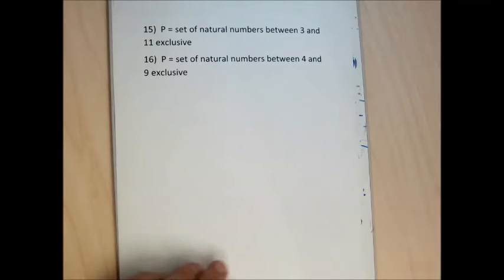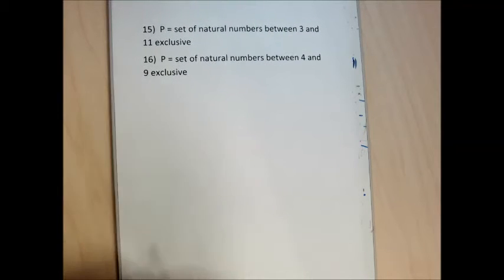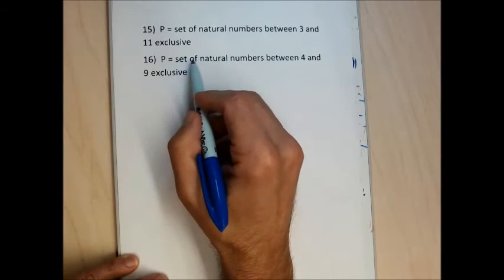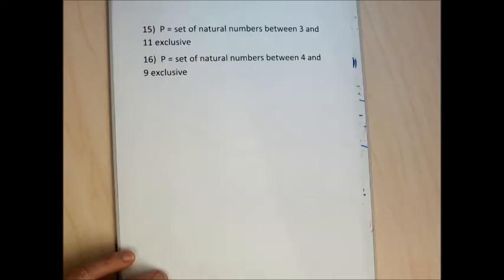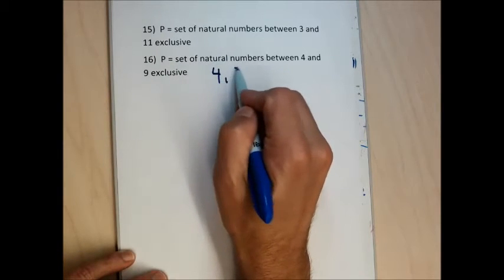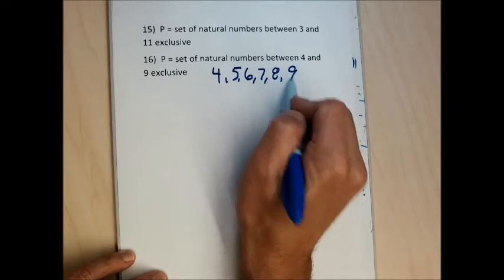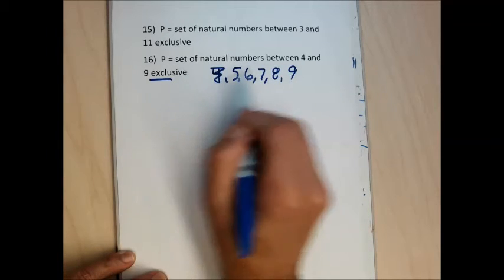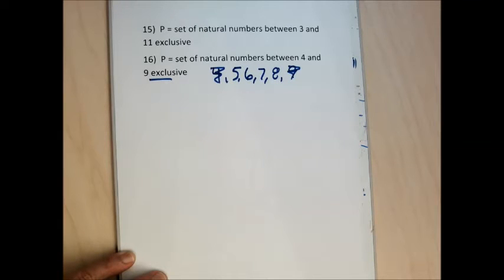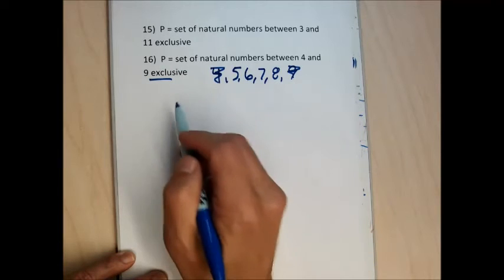So let's look at 15 and 16. My 16, P is a set of natural numbers between 4 and 9 exclusive. Natural numbers between 4 and 9 are 4, 5, 6, 7, 8, and 9. But it says exclusive, so I'm not counting the 4 and I'm not counting the 9. My set P just has the numbers 5, 6, 7, and 8. Let me do my set builder notation.